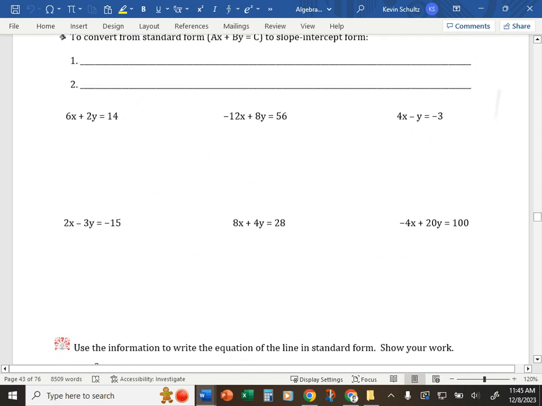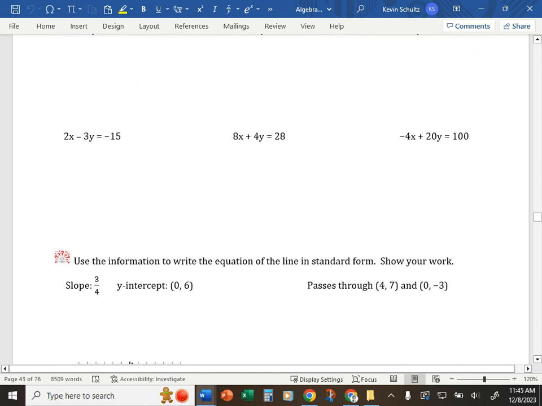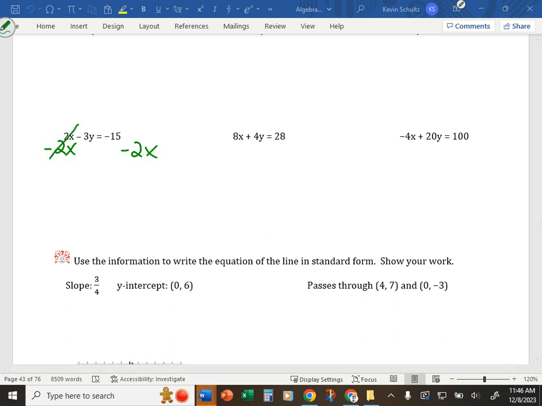Audrey has requested we do the next one. 2x minus 3y equals -15. Our first step is the same as it was up above. Move that x term over using opposite operations. So we start by subtracting 2x from both sides. That -3 belongs to the y.